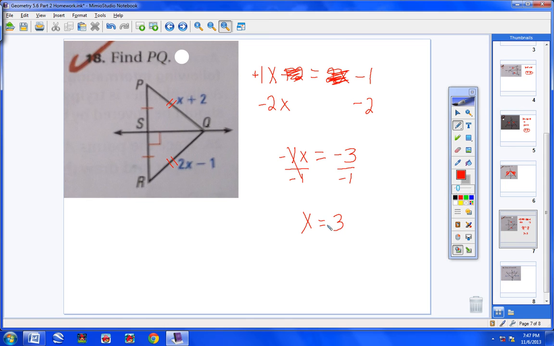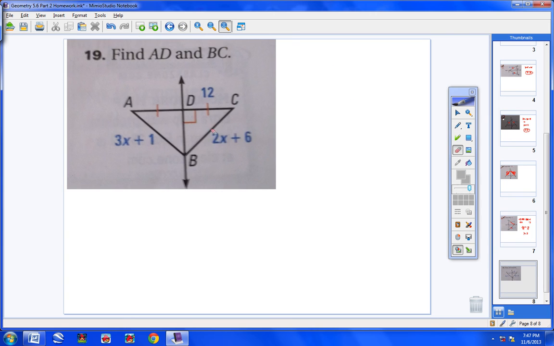Now we're not finished. They did not ask us to solve for x. They asked us to find the length of PQ. Here's PQ, and PQ is x plus 2. Now x equals 3, so where the x is, I'm going to substitute 3. 3 plus 2. Obviously the answer is 5. Okay, 5. Last problem, and we're finally done.